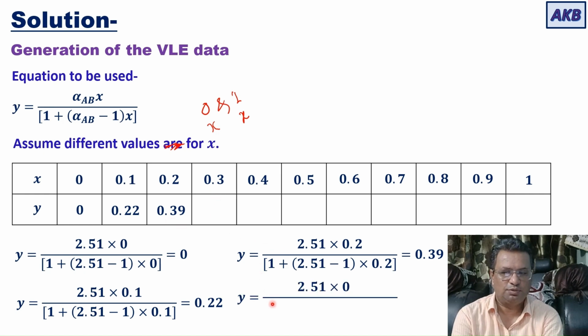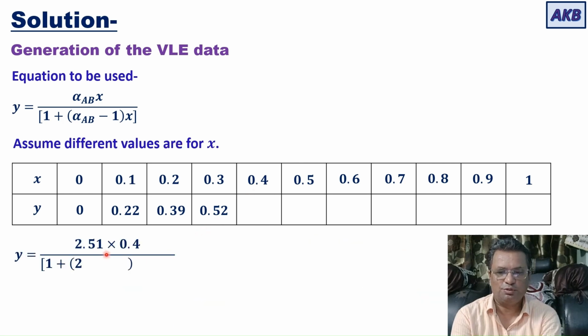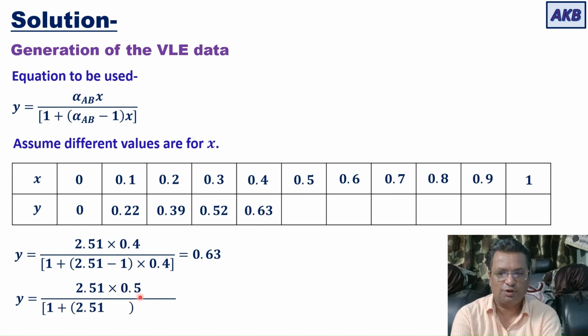Then for x is equal to 0.3, y will be 2.51 into 0.3 divided by 1 plus 2.51 minus 1 into 0.3, which comes out to be 0.52. So the value of y is 0.52. Then for x is equal to 0.4, y will be 2.51 into 0.4 divided by 1 plus 2.51 minus 1 into 0.4. That gives us a value of 0.63. So for 0.4, it is 0.63. Then for x is equal to 0.5, y will be 0.72. So for 0.5, it is 0.72.